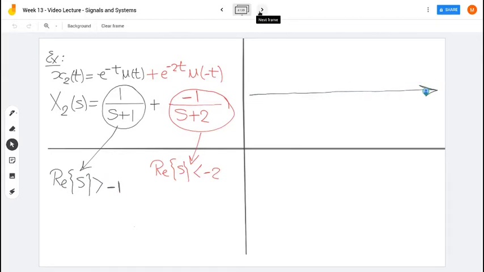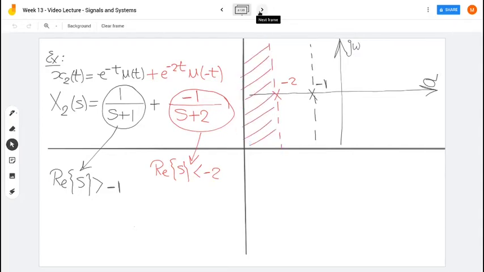What about the ROC for x2 of s? It will be the intersection of these two ROCs. So in the s domain, this is sigma, this is j omega, and we have two poles. One pole located at minus 1 and the other pole located at minus 2. As you can see, the first ROC is basically real part of s less than minus 2, which is this shaded region. Whereas the ROC for the first term is real part of s larger than minus 1, which is this region.